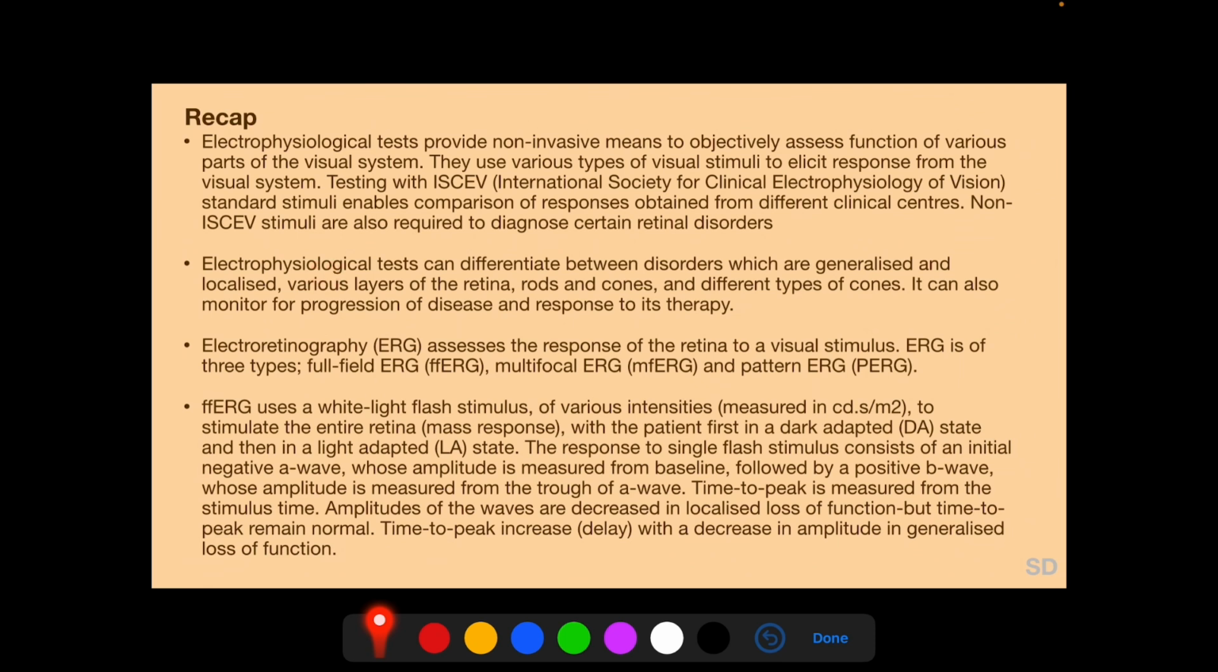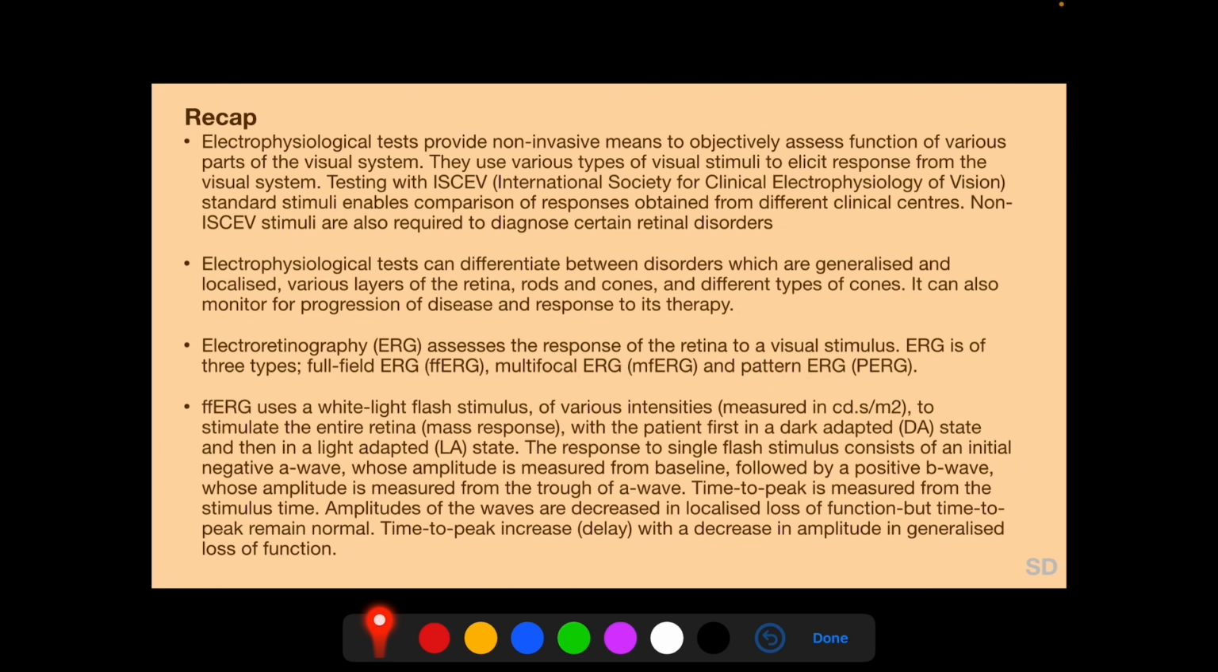Electrophysiological tests can differentiate between disorders which are generalized and localized, between disorders of various layers of the retina, between disorders of rods and cones, and between disorders of different types of cones. It can also monitor for progression of disease and response to its therapy. Electroretinography or ERG assesses the response of the retina to a visual stimulus. ERG is of three types: full field ERG, multifocal ERG, and pattern ERG.